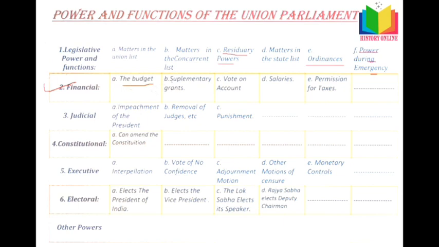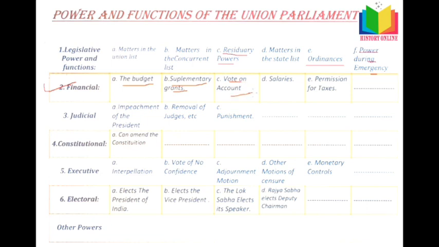The next point is supplementary grants. If the amount authorized for the current financial year is not sufficient, the government may take a fresh demand known as the supplementary grants.